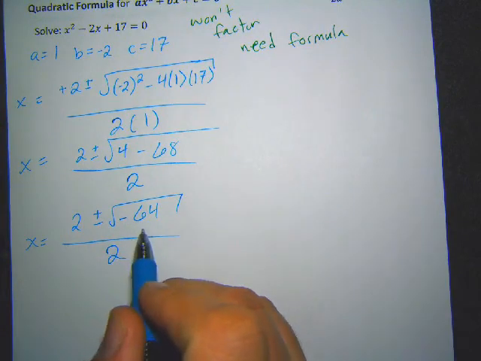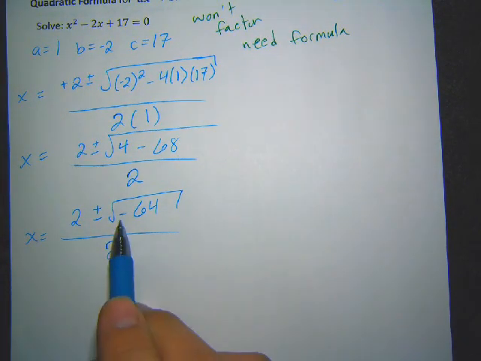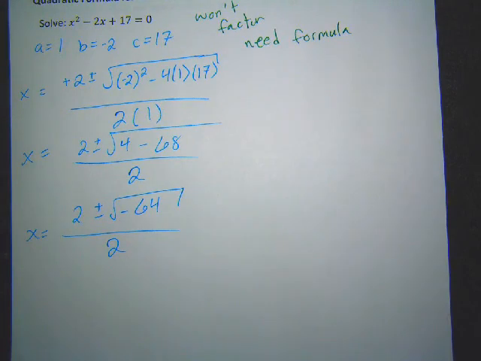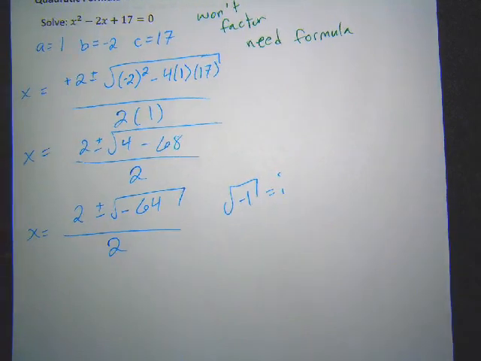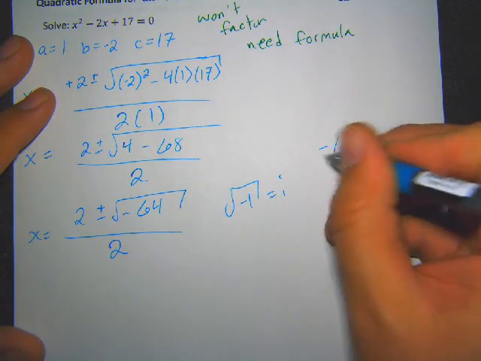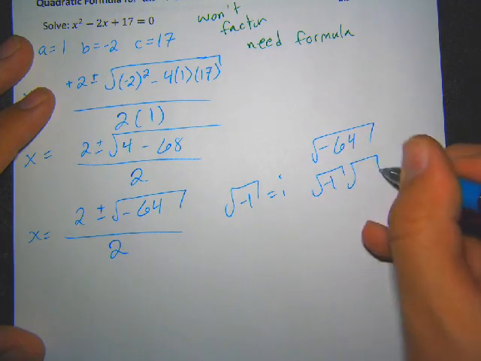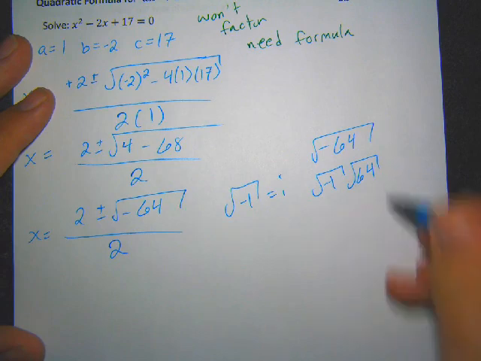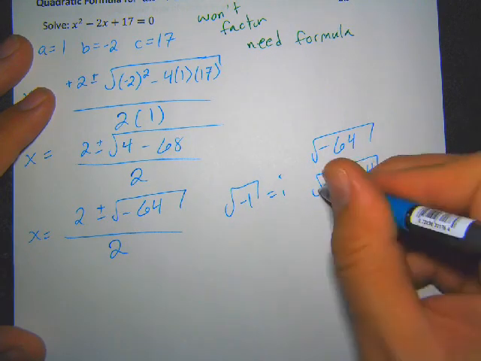Square root of negative 64, well, there you go. I told you imaginary numbers were coming back again. A lot of times you'll have a square root with a negative in there, which means imaginary numbers. Remember that the square root of negative 1 is i, so we can just break this up into the square root of negative 1 and the square root of 64. Well, the square root of 64 we can do, because 8 times 8 is 64, so this becomes an 8, and this becomes an i.